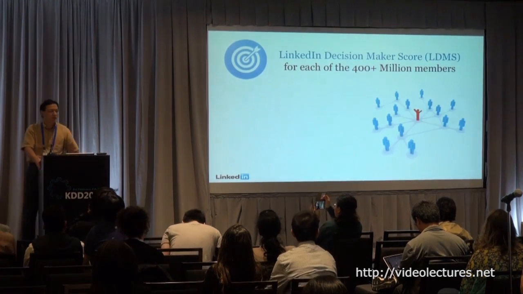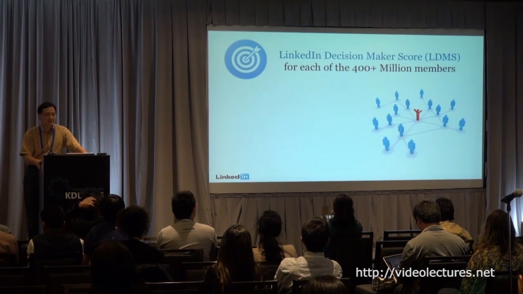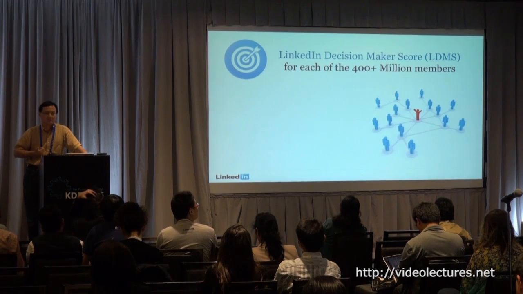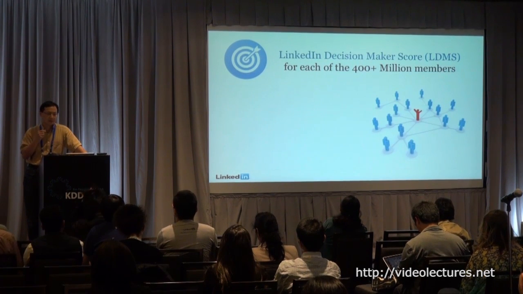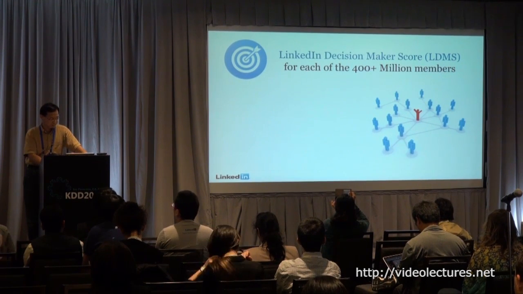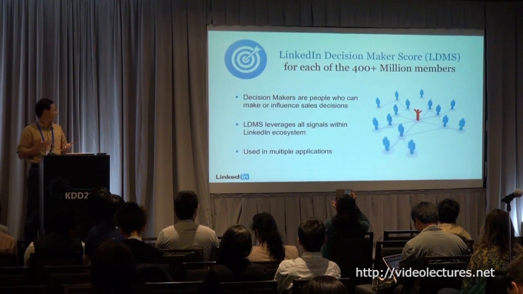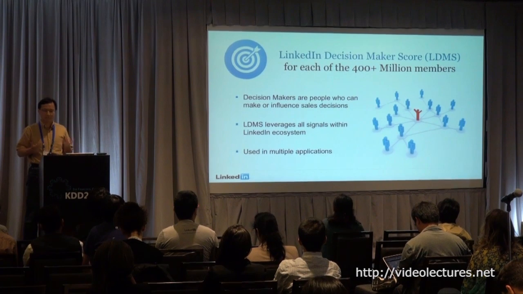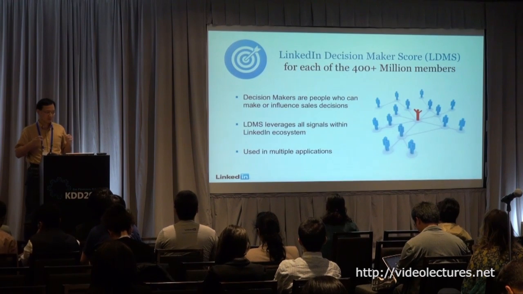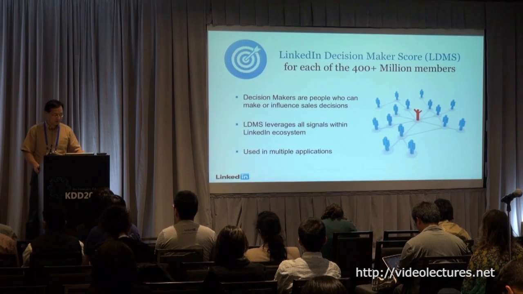So the goal of this work is to identify what we call decision makers using the LinkedIn ecosystem. For each of the members on LinkedIn, we're trying to identify how much decision power you have based on the data we have here. The definition we have for decision maker is the people that can make or influence a sales decision. So we are looking specifically for sales use case. The decision maker is not making decisions on recruiters or other things. It's for sales use case.